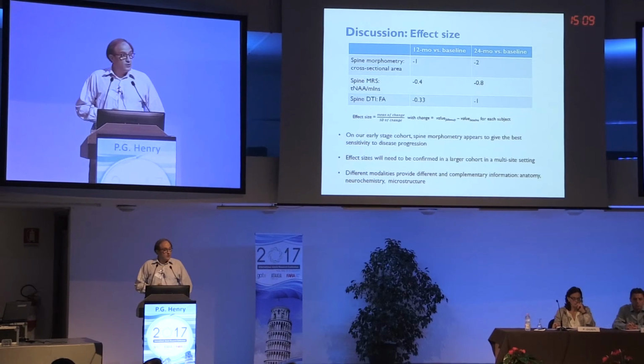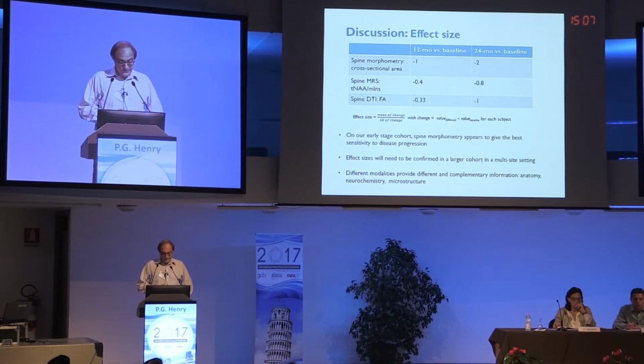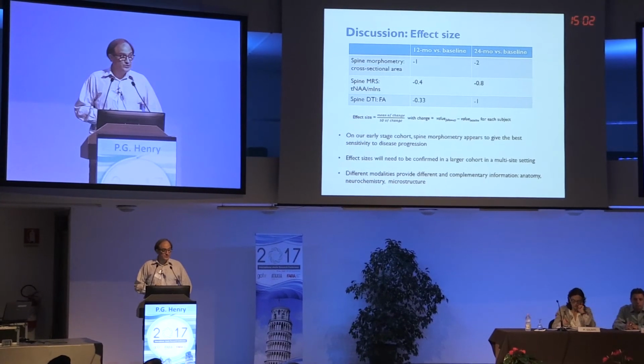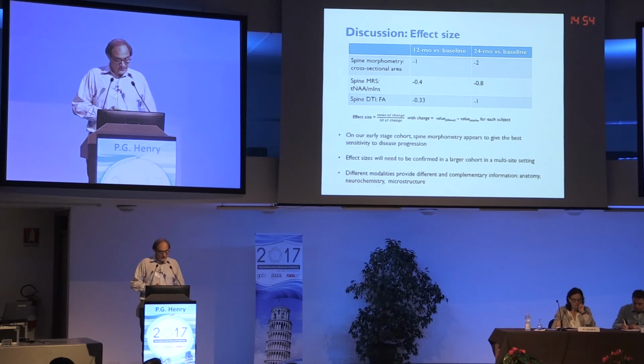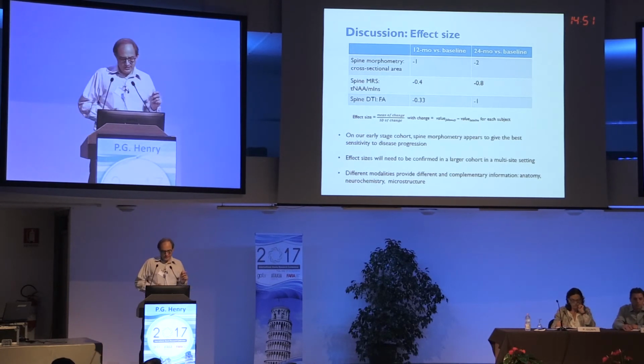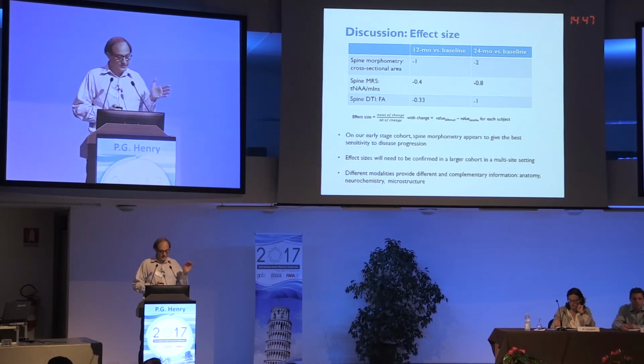So our early stage cohort shows that spine morphometry appears to give the best sensitivity to disease progression, but effect sizes will need to be confirmed in a larger cohort in a multi-site setting. And one point I want to emphasize here is even though the spine morphometry gives the best effect size, the different modalities give different and complementary information. So not only on anatomy, but also on neurochemistry and microstructure.